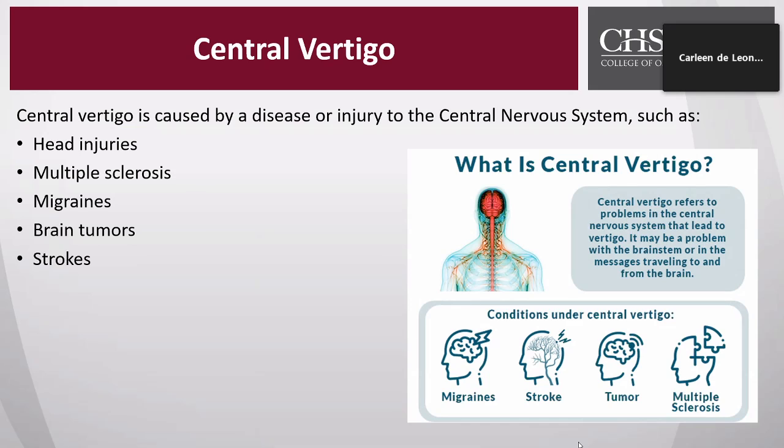Do you know nystagmus, the eye movement? That happens in both types of vertigo. Let me repeat that. If someone has peripheral vertigo and you see them have nystagmus and you tell them to focus, they're able to focus and the nystagmus will stop. Whereas if they have central vertigo, you tell them to focus, their eyes will still keep moving.